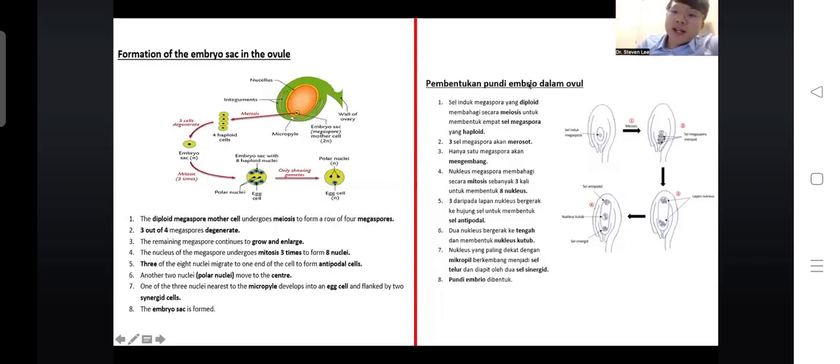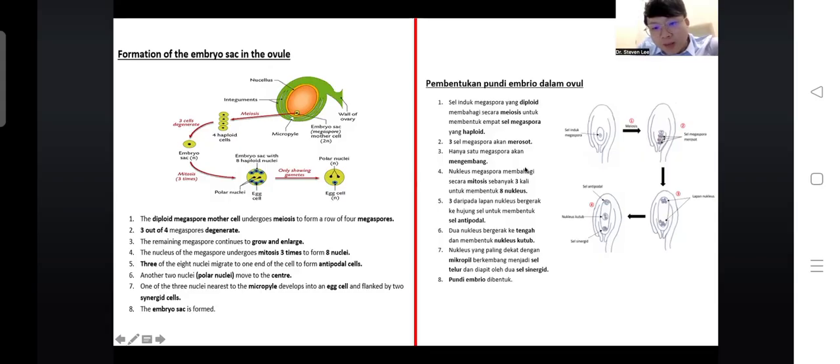So, pembentukan pundi embrio dalam ovule. So, sel induk megaspora yang diploid membahagi secara meiosis untuk membentuk 4 sel megaspora yang haploid. So, that's the first step, isn't it? So, 1 becomes 4 by meiosis. But 3 sel megaspora akan merosot. You can see there are 3 of them that will degenerate, left 1, right? So, hanya 1 megaspora akan mengembang, right? So, the 1, they become so big. You can see they become so big later.